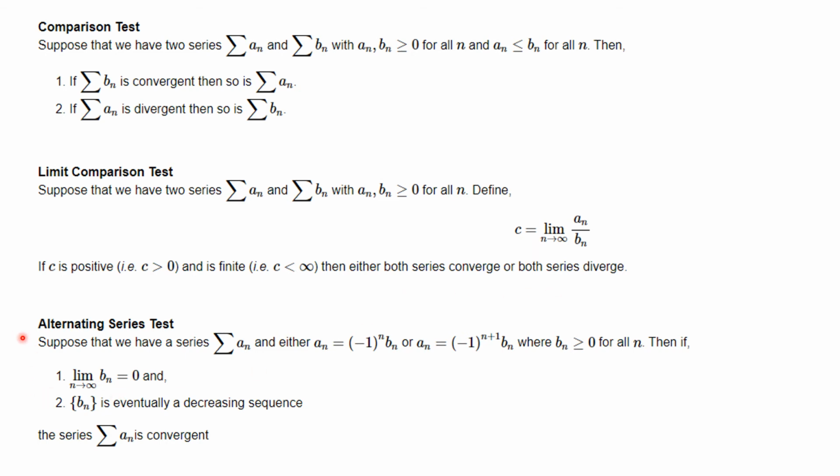We also studied the alternating series test. Suppose we have a series, summation of a sub n, and a sub n is either equal to minus 1 to the n b_n or equal to minus 1 to the n plus 1 b_n, where all the b_n's are greater than or equal to 0. If the limit as n goes to infinity of b sub n is equal to 0 and b_n is eventually a decreasing sequence, then the summation a_n is convergent.